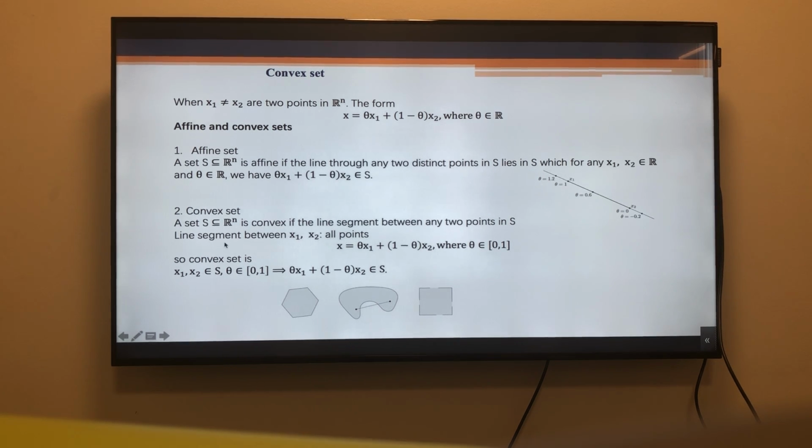So what is the line segment? Between points x1 and x2 we have this function, and the convex set requires theta x1 plus (1 minus theta) x2 in S. For these three graphs, the first is convex because all points in the graph, including the boundary, are in the set. This one is not convex because the points between these are not in the set S, and this square is not convex either because we can see this point is empty.